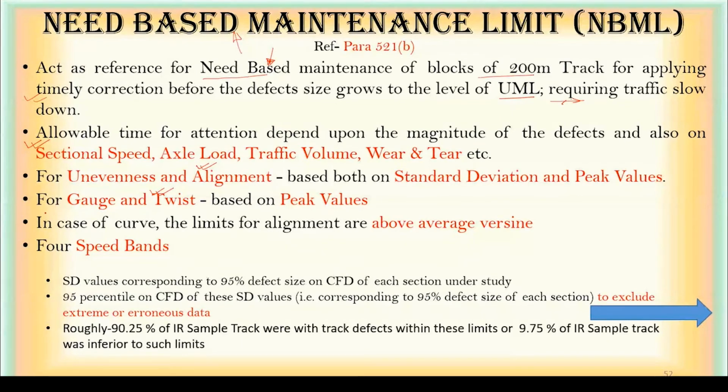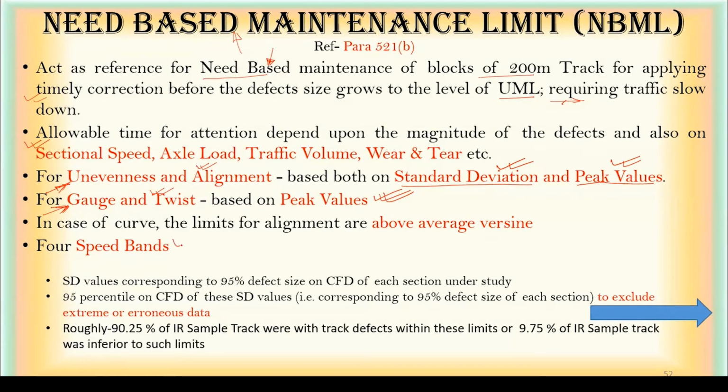Gauge and twist, as we have discussed, what does it affect? Riding comfort or safety? Safety. And unevenness and alignment: generally, riding comfort is more prevalently affected by unevenness and alignment. Since we have to maintain stretches as well as isolated locations, tolerances have been laid for standard deviation also and peak based also. For gauge and twist only peak based is given, because it is not related to uniformity of track or riding comfort, it is related to safety, so only peak based limits have been given.